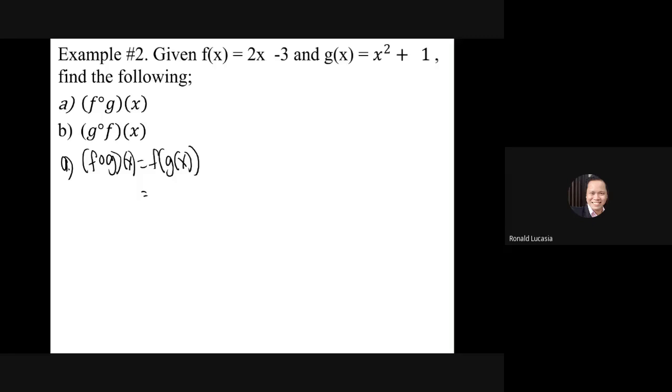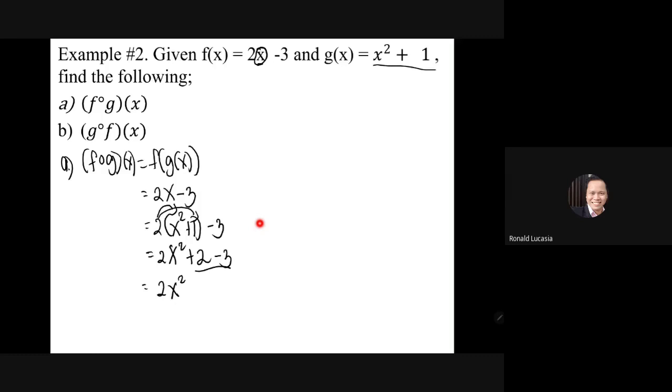So yung ating F there is 2x minus 3. Palitan ko yung x dito gamit yung x squared plus 1. So that will be 2 times x squared plus 1, then copy minus 3. So kaya kong isolve yung 2 times x squared plus 1 using distributive property. 2 times x squared, that's 2x squared. 2 times 1, that's positive 2. And then bring down negative 3. Pwede ko ito i-simplify pa. So you have 2x squared, 2 minus 3 is negative 1. Of course, 2x squared minus 1 can no longer be simplified. Therefore, f of g of x is equal to 2x squared minus 1.